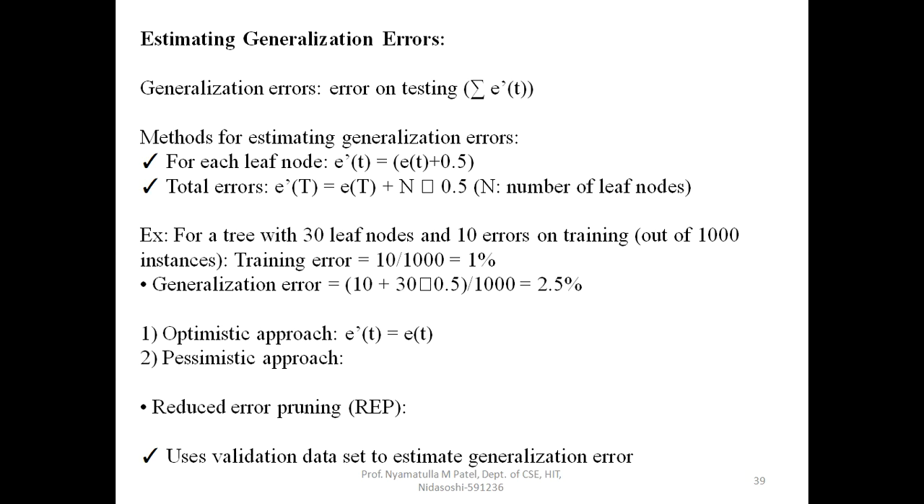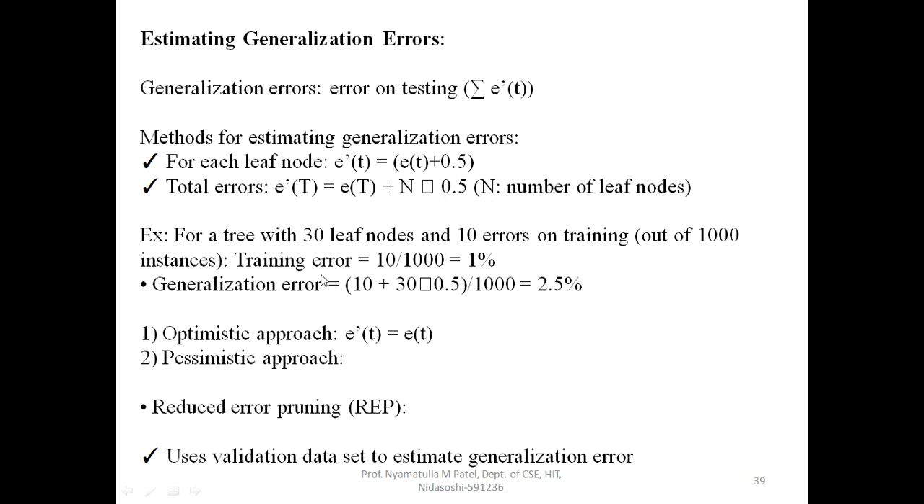So, now coming to the next point, estimating generalization errors. The generalization error, the error on testing, is equal to the summation of E of t, where E of t is the error, the summation is over all the errors, and t represents the training set or testing set. Methods for estimating generalization errors: for each leaf node, the generalization error is equal to E of t plus 0.5, and for total errors, E of t is equal to E of t plus n into 0.5, where n is the number of leaf nodes.